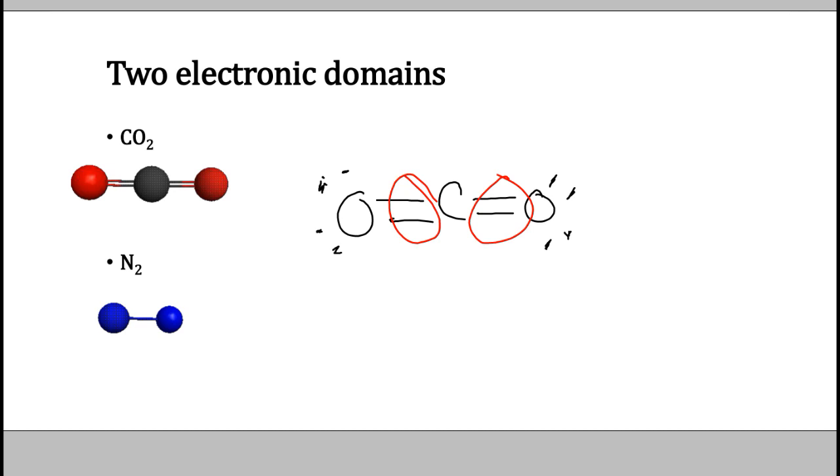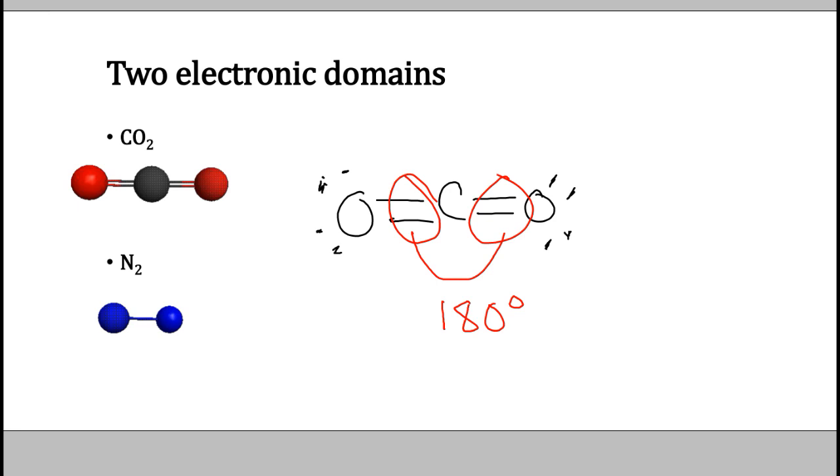But we can tell that this has a linear orientation. So this bond angle, that OCO bond angle, is 180 degrees. So this tells us it has an electron pair arrangement, or an electronic geometry, that's linear. And since there's 0 lone pairs, the molecular geometry is linear. So this is pretty easy to visualize. It's just a line of atoms.